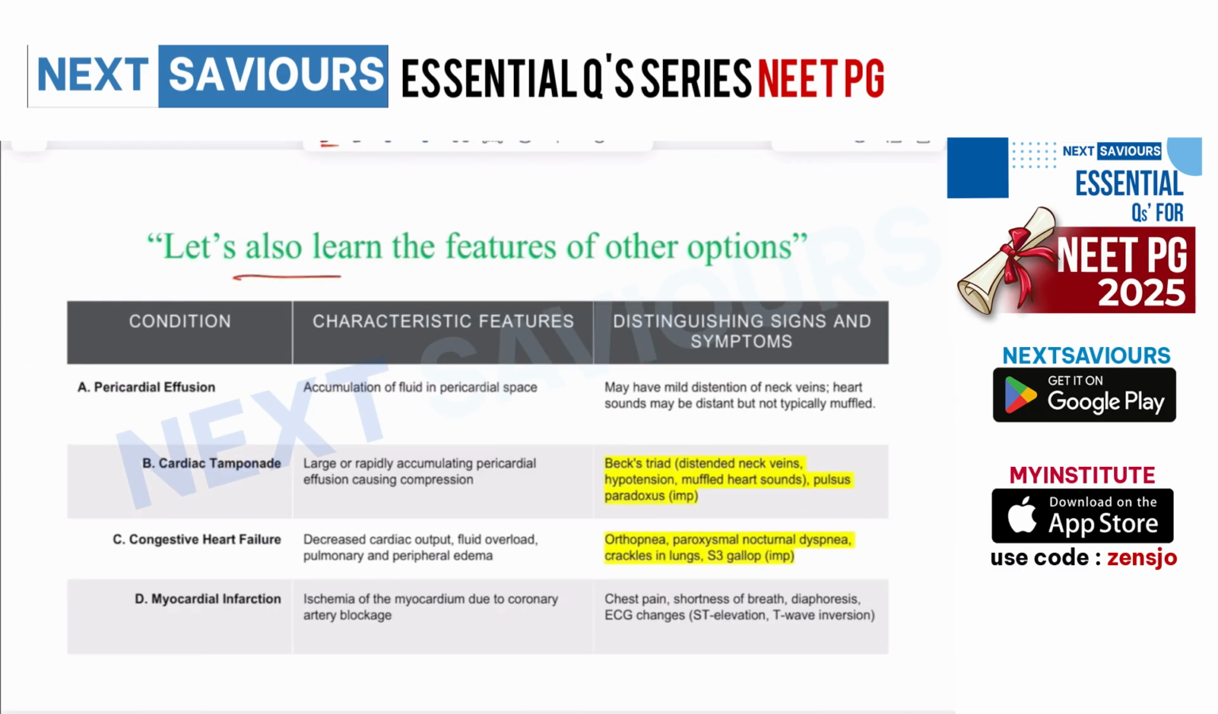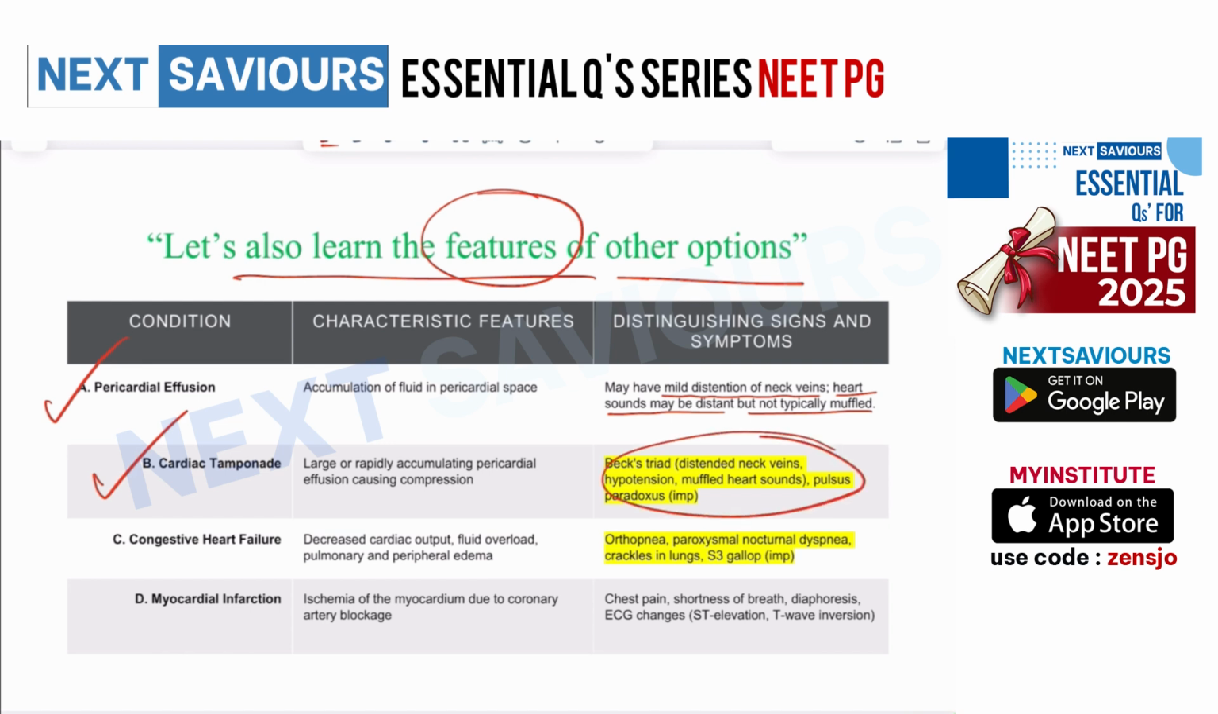Now, let's also learn the features of all other options and how they are ruled out in this particular question. Pericardial effusion may have some distension of the neck veins, but the heart sounds may be distant, not typically muffled. Point number 2, in case of cardiac tamponade, we have already seen that it is associated with the features of Beck's triad.